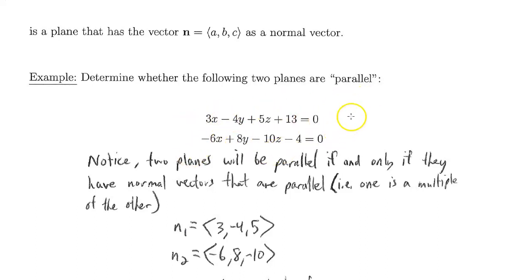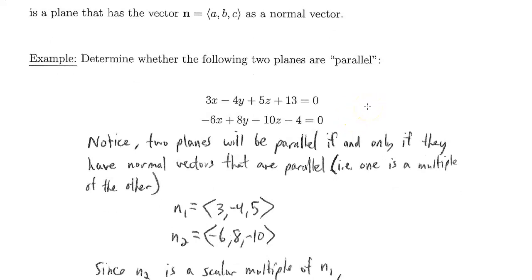Are these planes parallel? Well, two planes will be parallel if they have the same normal vector, or the normal vectors don't even have to be the same. The normal vectors just have to be a multiple of the other. So in other words, two planes will be parallel if they have parallel normal vectors, if one normal vector is a multiple of the other.